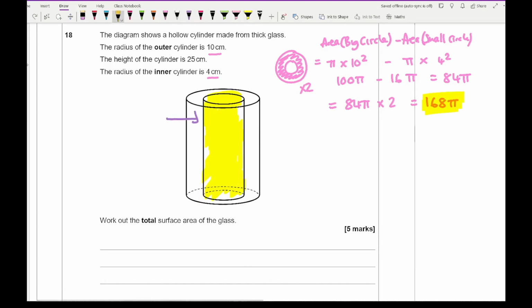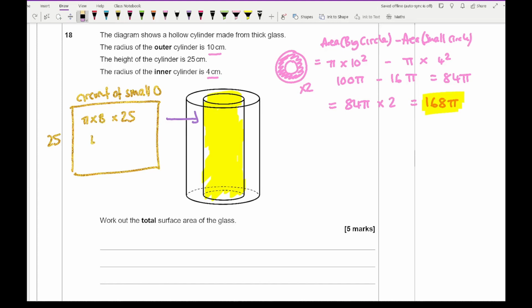And let's do this in yellow. The height of that tube is going to be 25, and the length of that is going to be the circumference of the smaller circle. So the circumference is pi times the diameter, so it's going to be pi times, and if the radius is 4, the diameter is going to be 8, and I times that by 25, so that then becomes 200 pi. And there we go, so that's that one.